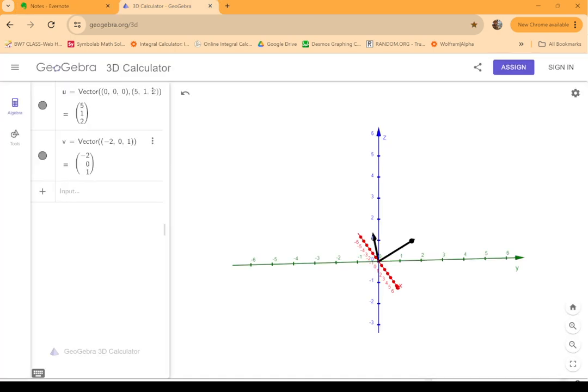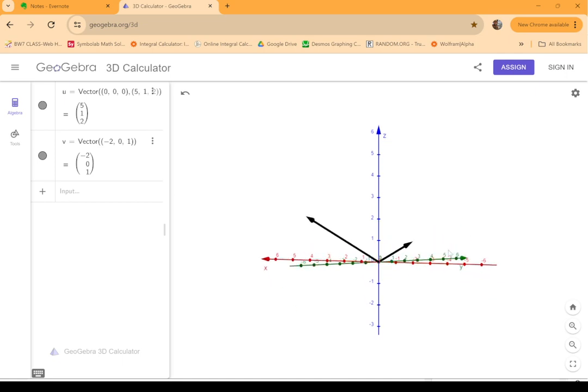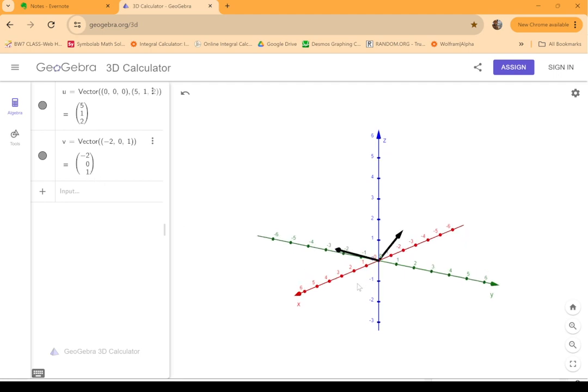Now here's an example. GeoGebra has a nice 3D grapher, and what you see here is what vectors would look like in 3 dimensions. Here, vector u is (5, 1, 2). Vector v is (-2, 0, 1). Notice the axes are labeled: you have x, y, and z. Z in blue right there. The third component is just that blue z-axis coming out.